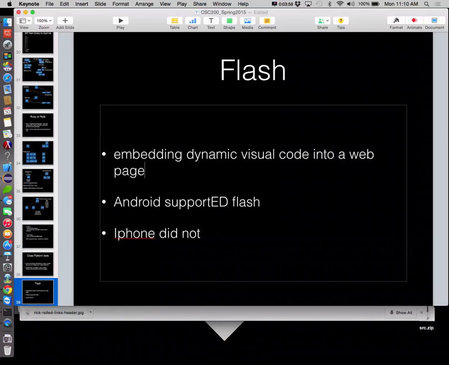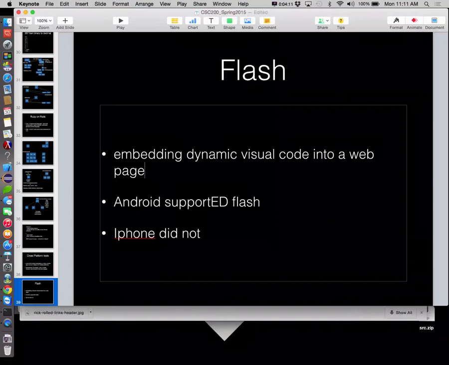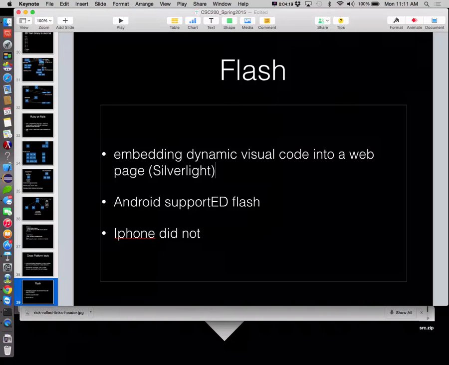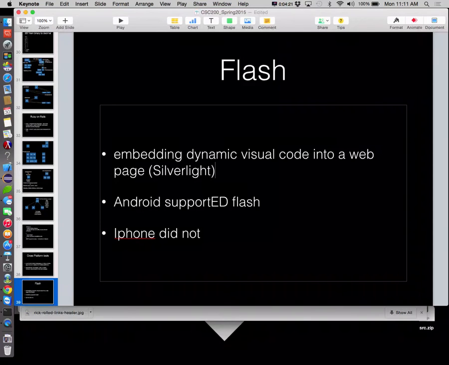You go to a web page that has Flash. You don't have Flash installed on your web browser. It gives you an error saying you must go download this plugin to make this work. So you click download the plugin, blah, blah, blah. Kind of the competitor to Flash more recently is something from Microsoft called Silverlight. Probably seen that as well. Same deal.